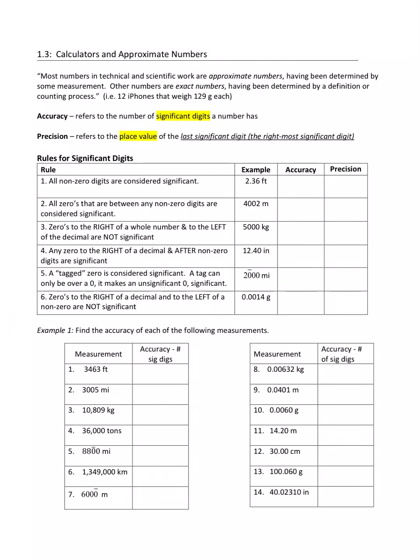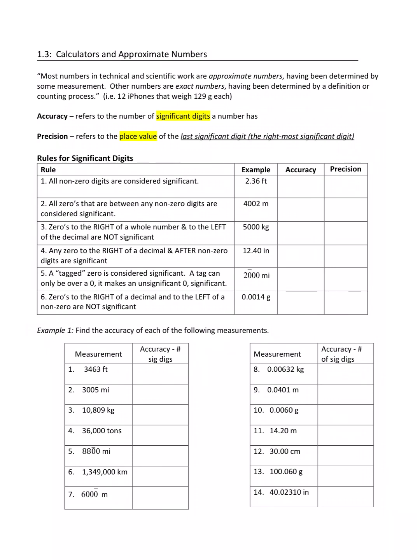Hello. In 1.3, we are talking about calculators and approximate numbers. In the beginning here, this first little paragraph, it says most numbers in technical and scientific work are called approximate numbers, having been determined by some measurement. Other numbers are exact numbers, having been determined by a definition or counting process.